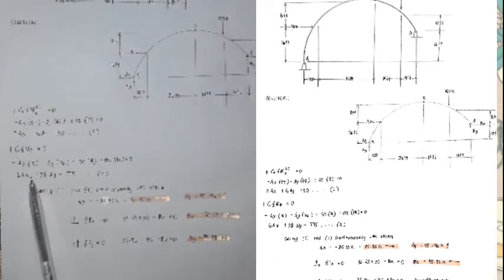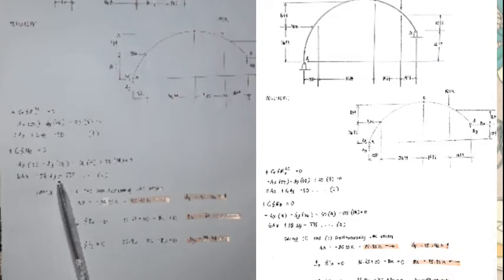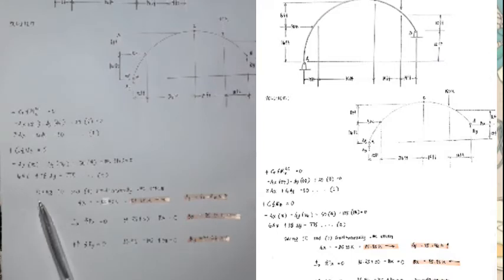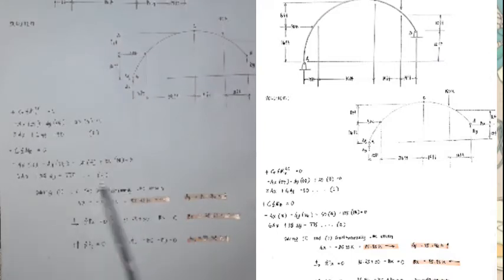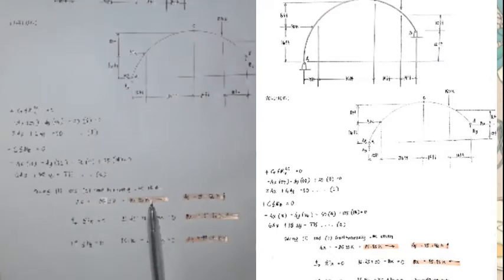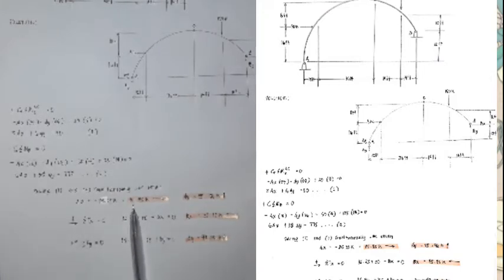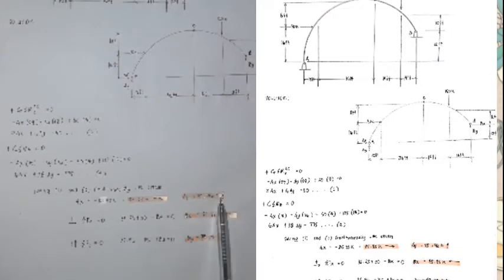So 6AX plus 38AY is equal to 775. So solving equations 1 and 2 simultaneously, we obtain AX is equal to negative 35.25k, so equal to 35.25k. AY is equal to 25.96k.